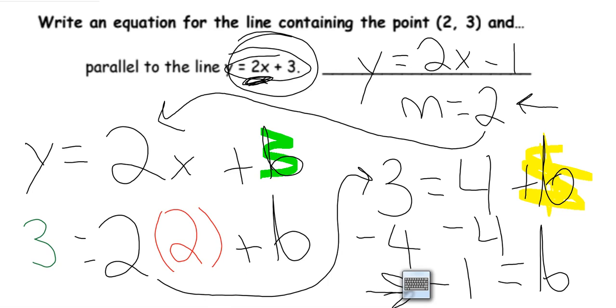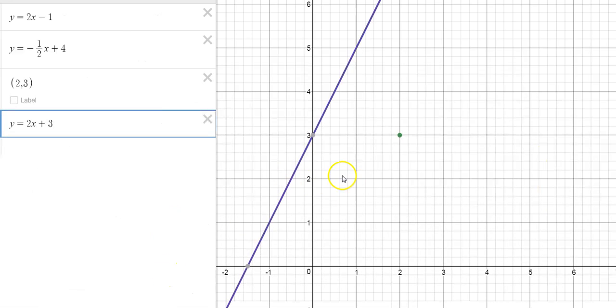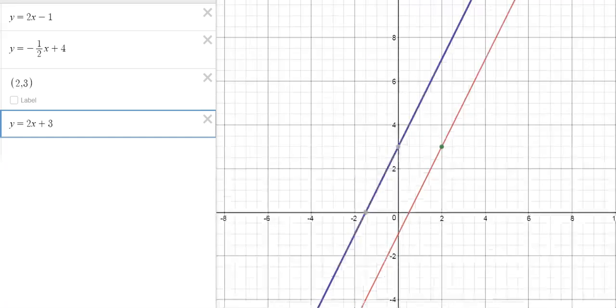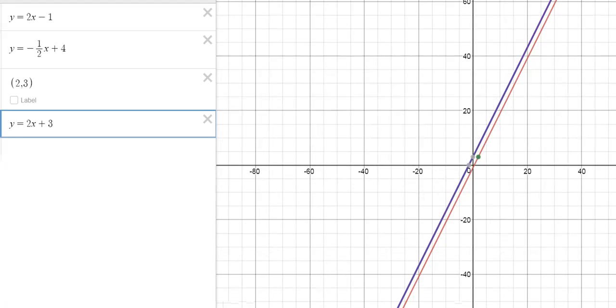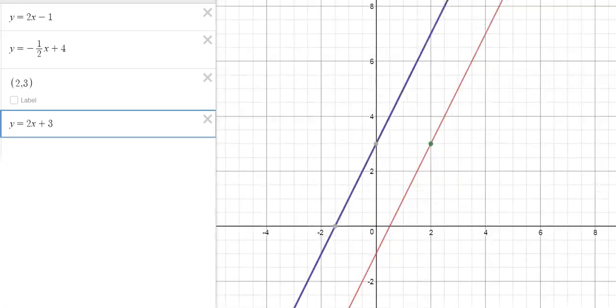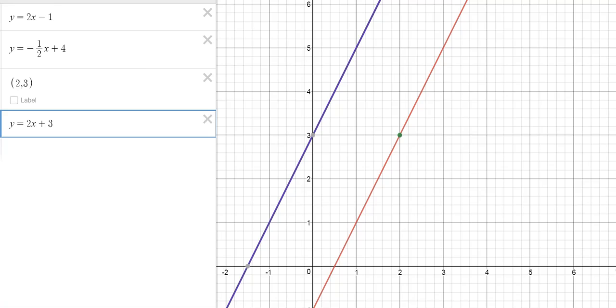And now if I jump over to Desmos to make sure it makes sense, I can see when I put this equation in, the red line is the equation we just found. The purple line was our original equation. And we can see no matter how far I zoom back here, those two lines are never going to intersect. That's because they have the same slope.